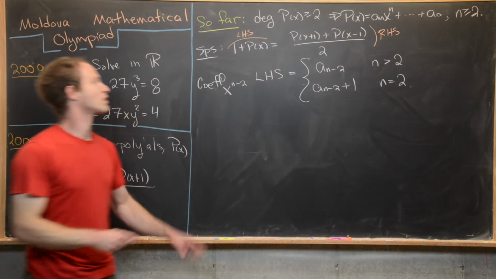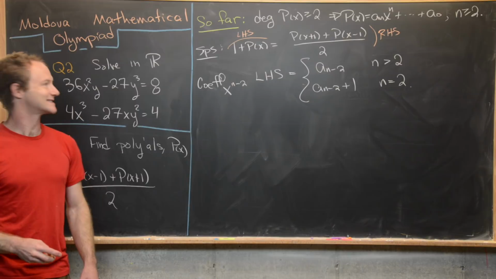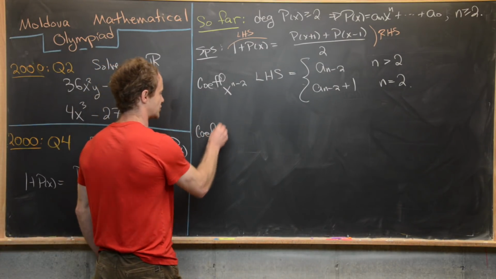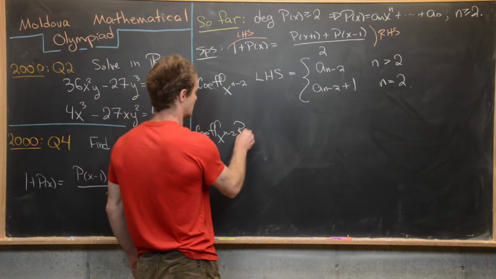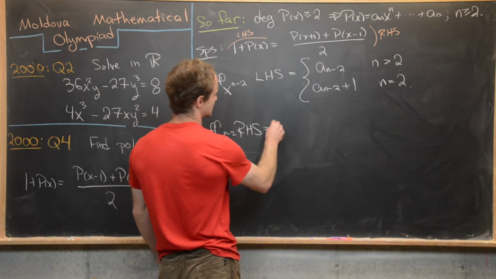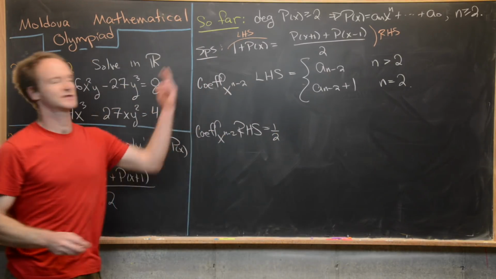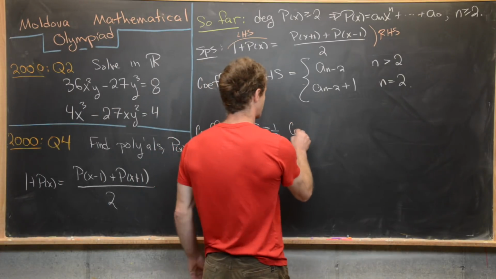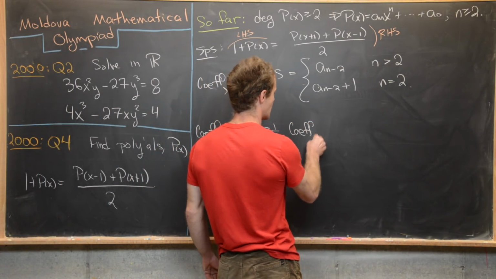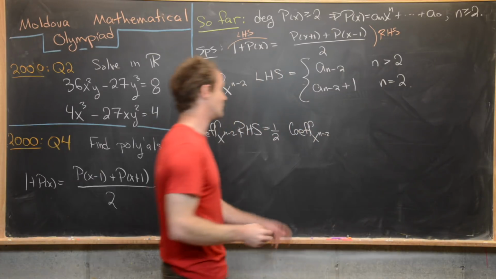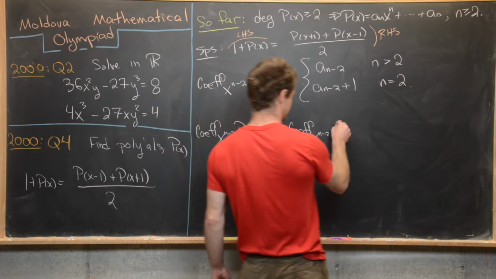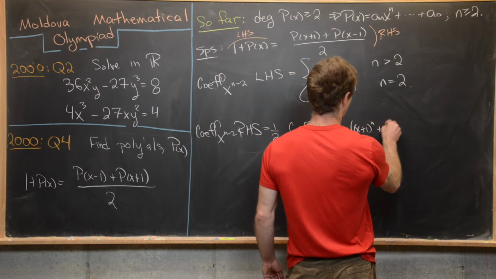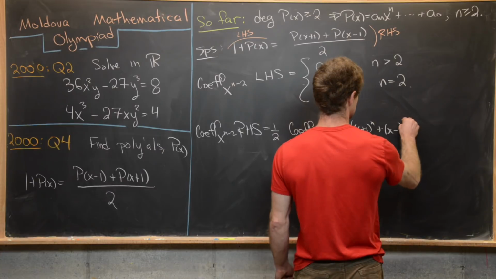Good. Now let's go ahead and look at the coefficient of x to the n minus 2 on the right-hand side. So coefficient of x to the n minus 2 on the right-hand side. So that's going to be 1/2. So I'll just take that 2 in the denominator and factor it out. And then this breaks into some pieces. So that's going to be the coefficient of x to the n minus 2 in a sub n times x plus 1 to the n plus x minus 1 to the n.